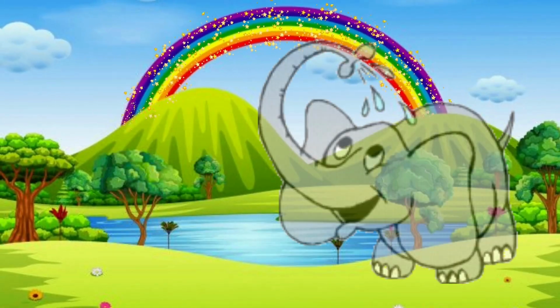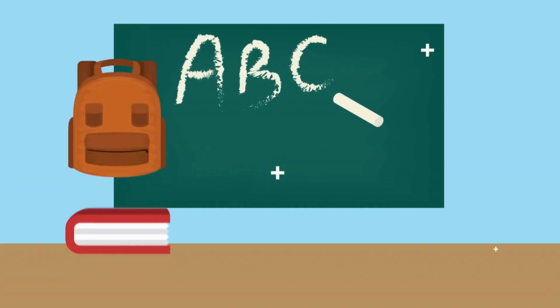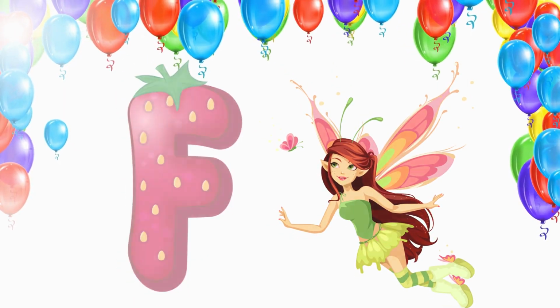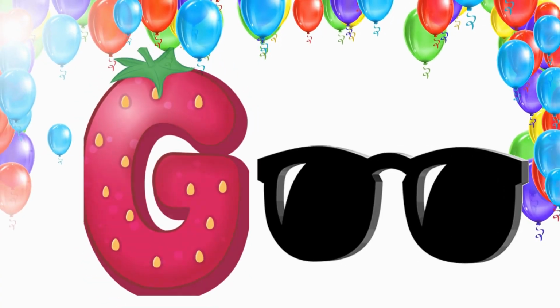E, e, elephant. E, e, elephant. E, elephant. F is for fairy. Fairy. Fairy. F, fairy. G is for glasses.